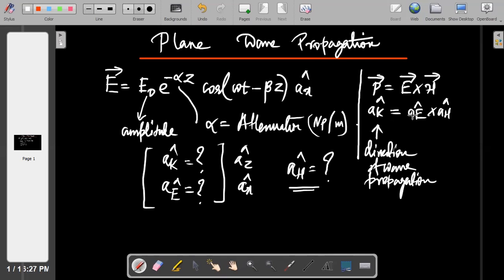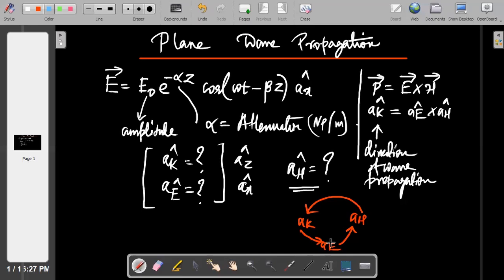Now, if you know this thing, you can easily draw the diagram. How to draw the diagram? Here I'm drawing. Let's say this is a_H. I think all of you are following. This is very important, a_k. So what I told, P is E cross H. P is this one, correct? So E cross H, in which direction will it be? In this direction, yes or no? So this will be your direction.